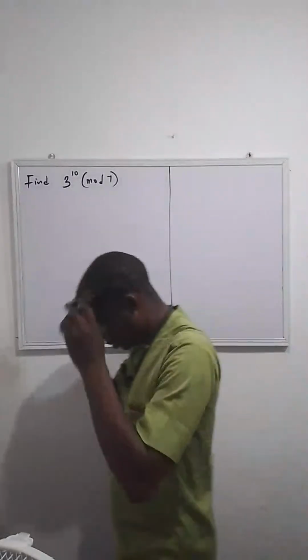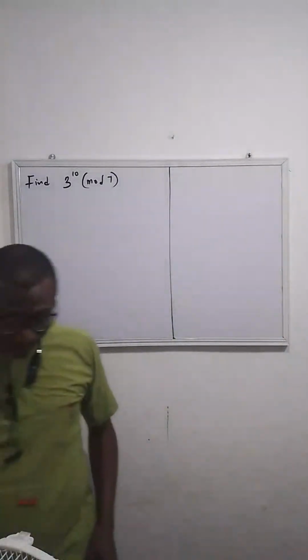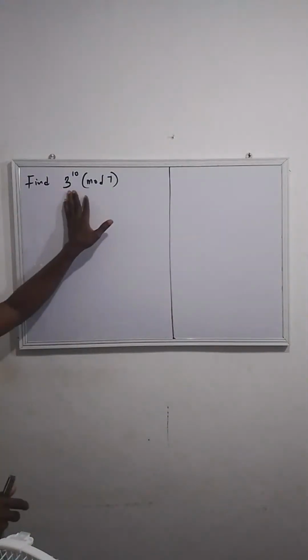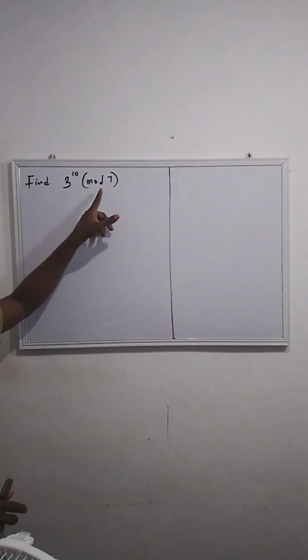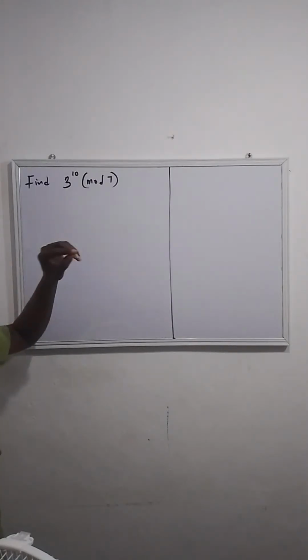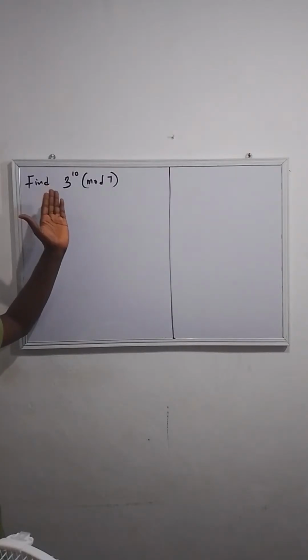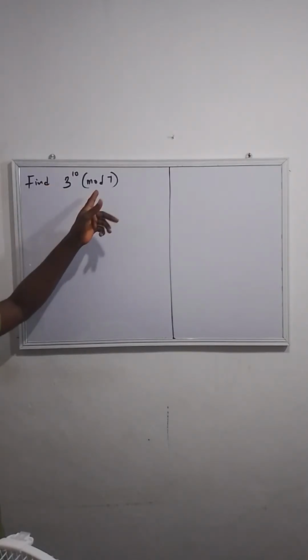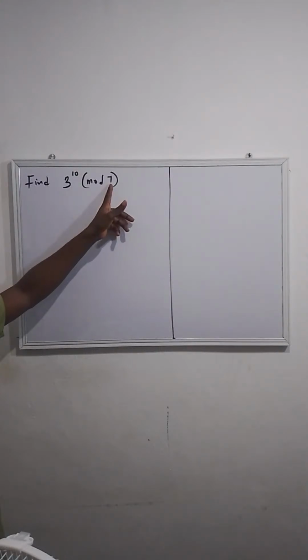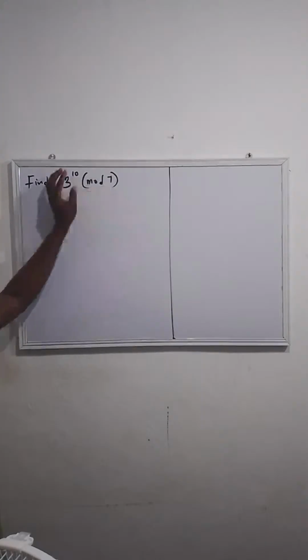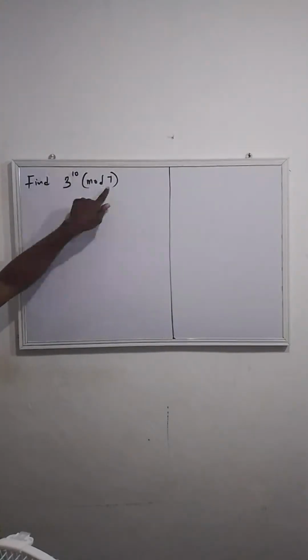Now let's look at the first question we have here on modular arithmetic. The question says express this in mode 7. Don't forget, whenever I want to write any number in a particular mode, it must be less than the mode number. So that means the highest number we're supposed to have here should be 6. It must not be up to the mode.